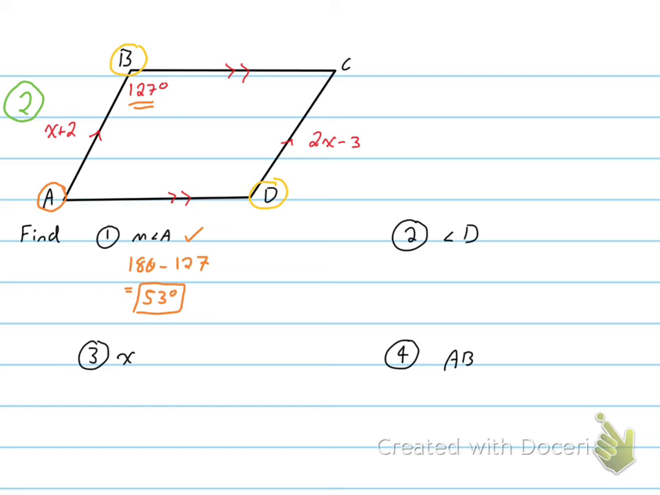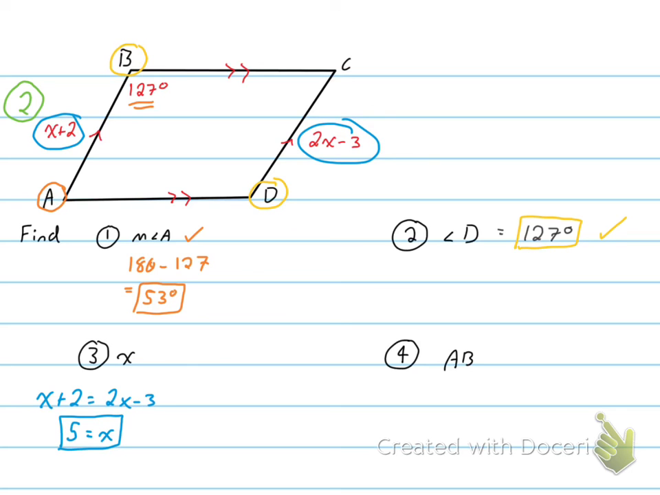Angle D is opposite of angle B, so I know that those are equal, so angle D is also 127 degrees. And I'd be done there. To solve for x, I know that opposite sides in a parallelogram are equal, so I can make an equation x plus 2 equals 2x minus 3. In 2 steps, I can solve and find that x is equal to 5.